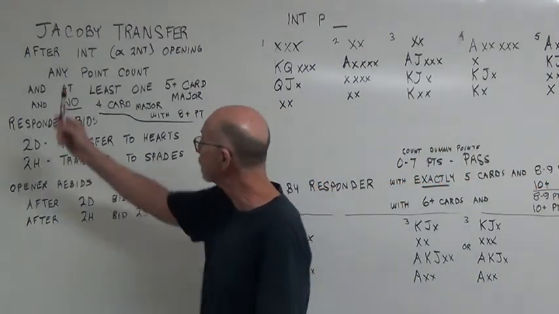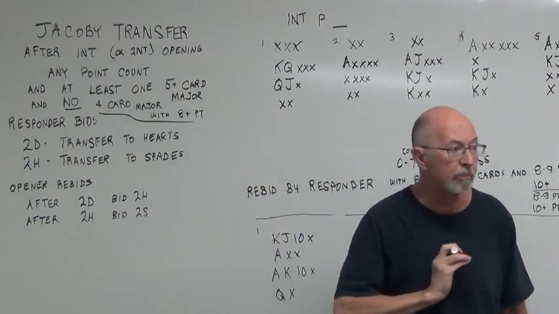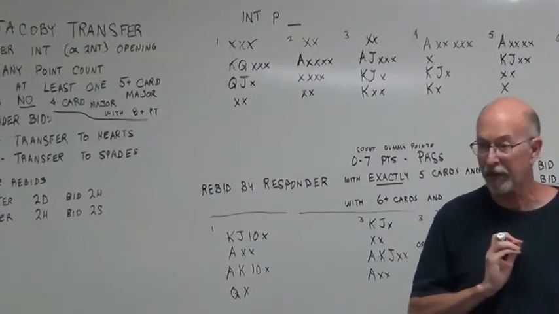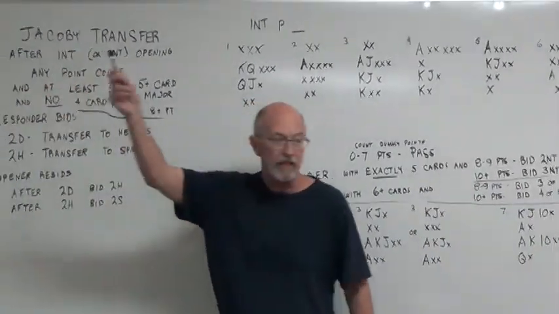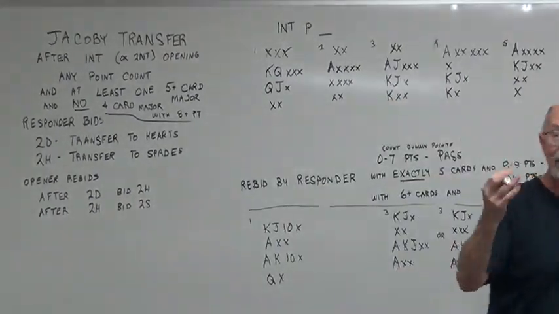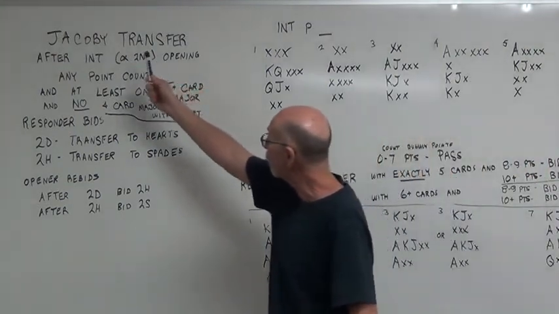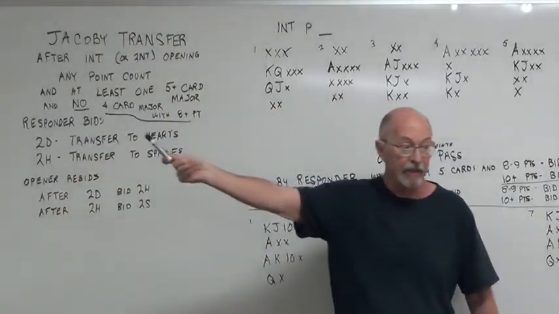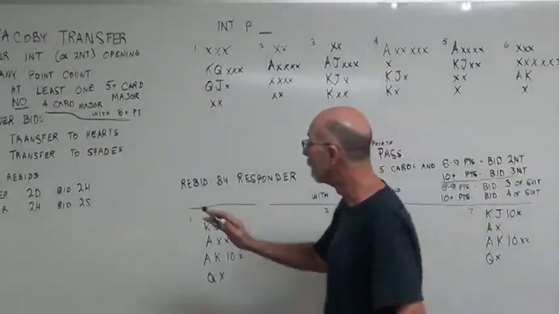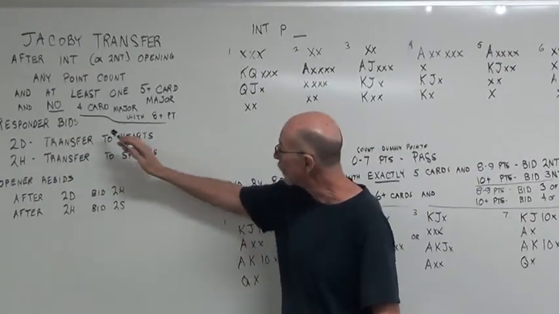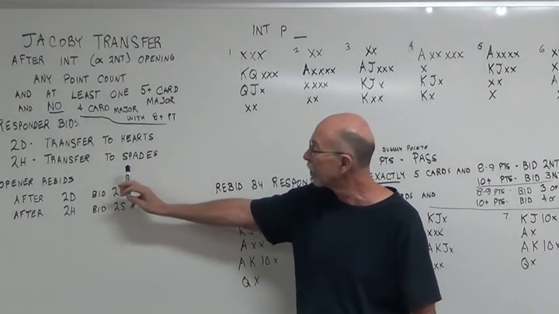So if you do transfers, and I recommend that you do, and your partner opens 1 no trump, and you as the responder bid 2 diamonds, that is a transfer, period. If your partner opens 1 no trump and you play Stayman and your partner bids 2 clubs, that is the Stayman convention asking for 4-card majors, period. If your partner opens 1 no trump and you bid 2 hearts and you play transfers, which once again I recommend you do, that is a transfer to spades, period. All right? So the responder, if you want to transfer to hearts, you bid diamonds. If you want to transfer to spades, you bid hearts.